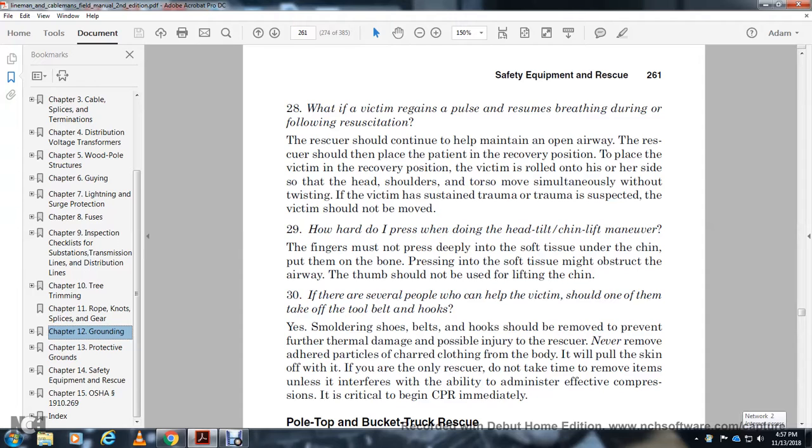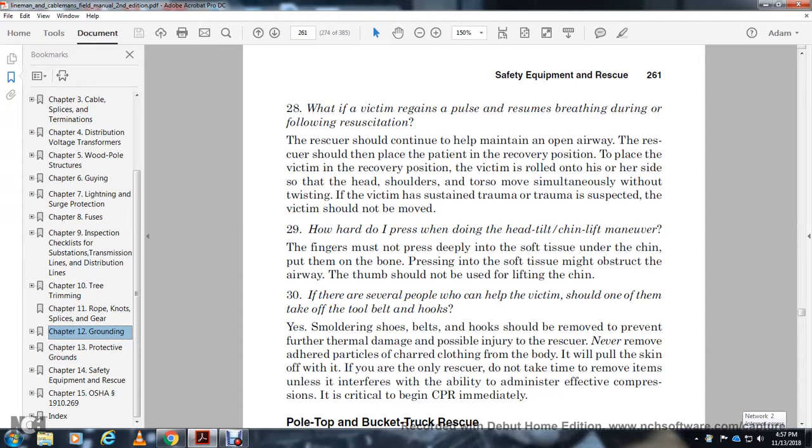28. What if the victim regains pulse and resumes breathing during the following resuscitation? The rescuer should continue to help maintain the open airway with rescue breathing. The rescuer should then place the patient in the recovery position, with the victim rolled onto his or her side, the head rolled toward the rescuer simultaneously with the body, without twisting. If the victim has suspected neck trauma, the victim should not be moved.